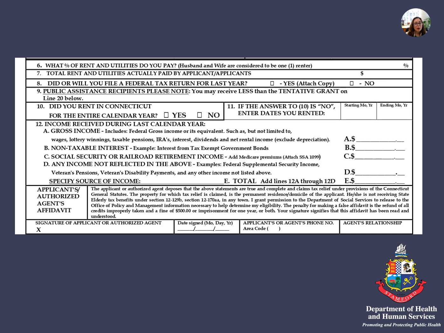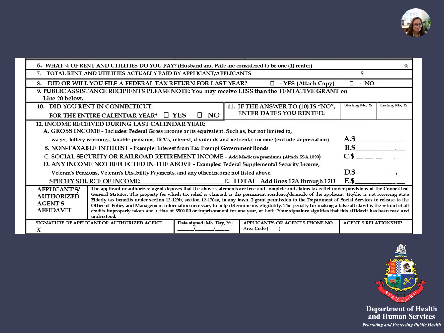Step 9, public assistance recipient. If you receive public assistance, such as cash assistance, please know that your rebate might be lower than the tentative amount listed. We will take this into account as we process your application.